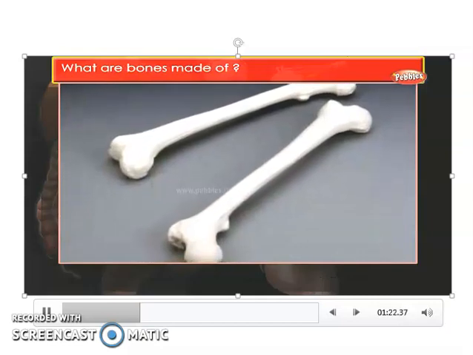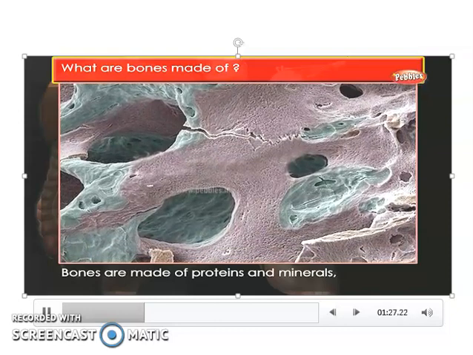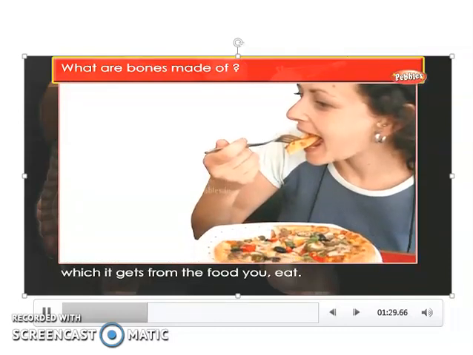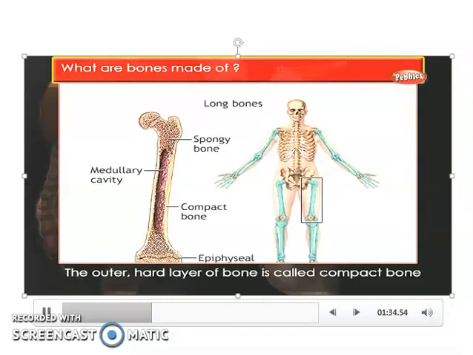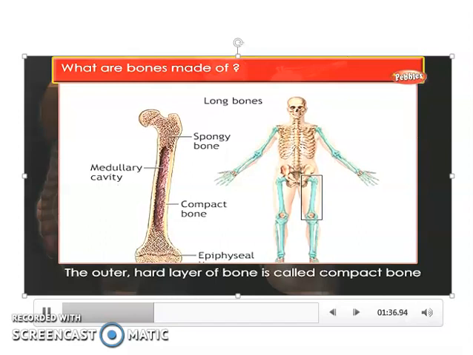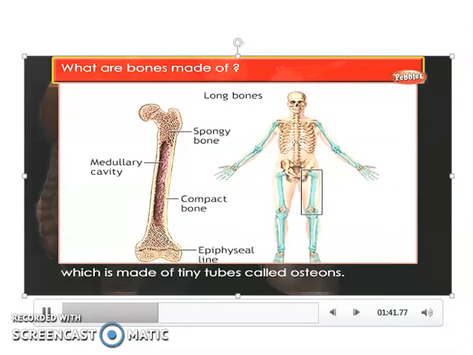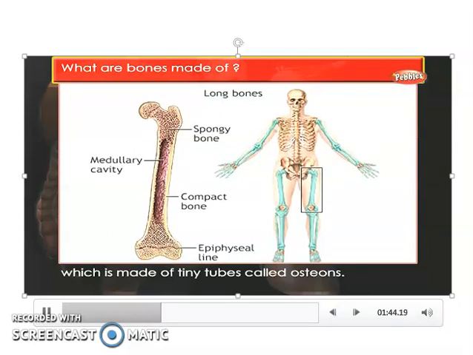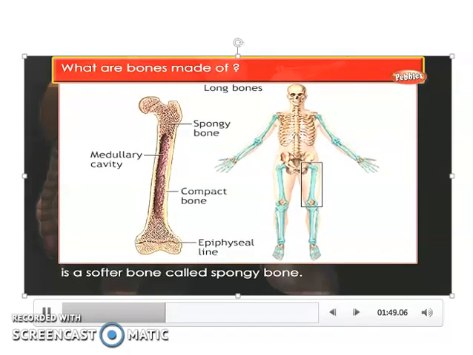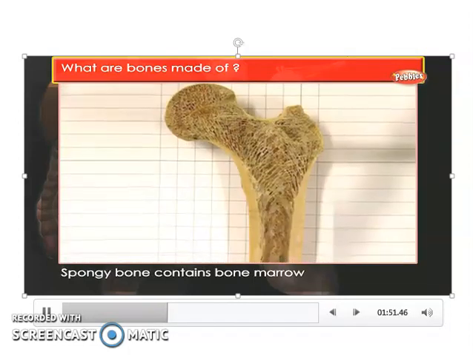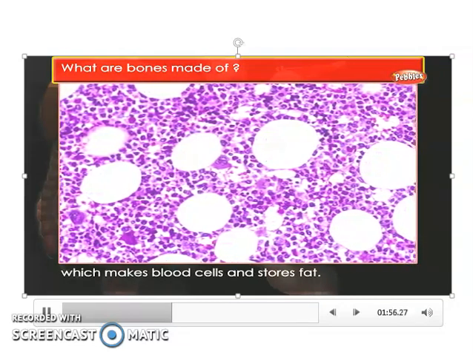What are bones made of? Bones are made of proteins and minerals, which it gets from the food you eat. There are two types of bones. The outer hard layer of bone is called compact bone, which is made of tiny tubes called osteons. Inside the compact bone is a softer bone called spongy bone. Spongy bone contains bone marrow, which makes blood cells and stores fat.